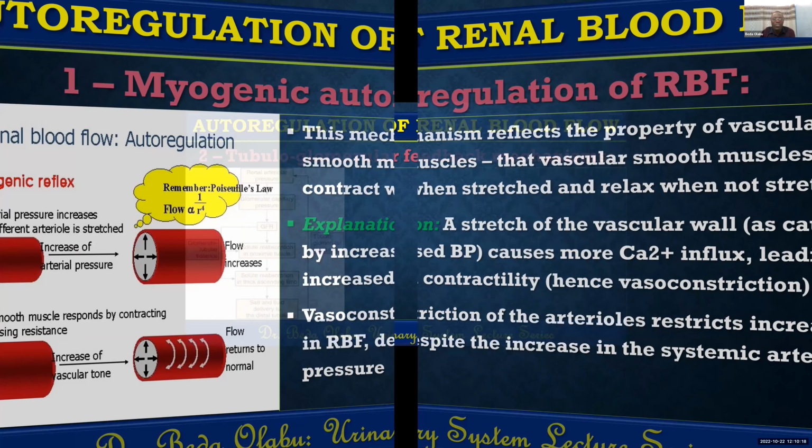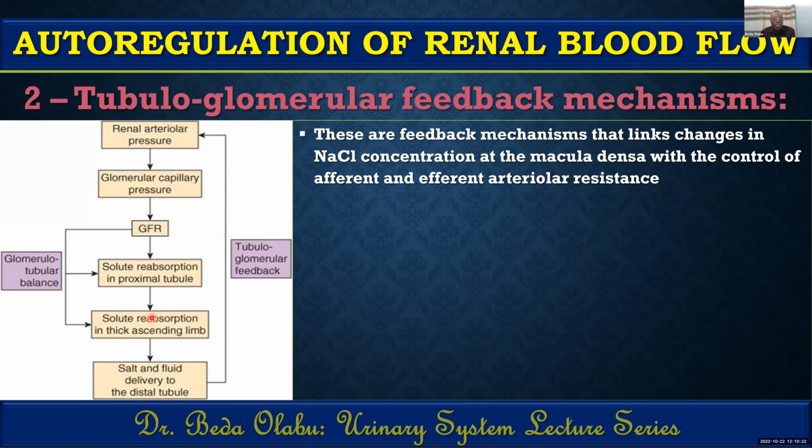How about the tubuloglomerular feedback mechanism? The tubuloglomerular feedback mechanism links changes in the concentration of sodium chloride within the macula densa cells with the control of afferent and efferent arteriolar resistance. So this graph shows you that the renal arterial pressure influences the glomerular capillary pressure, the hydrostatic pressure. And that also influences the glomerular filtration rate. The glomerular filtration rate influences the reabsorption of solutes from the proximal tubule, and it also affects the reabsorption of solutes at the rest of the tubules.